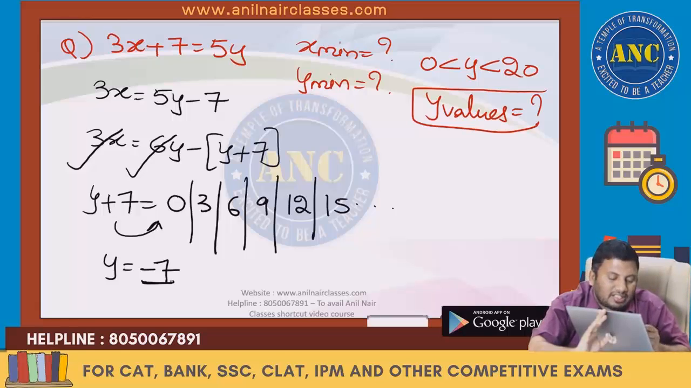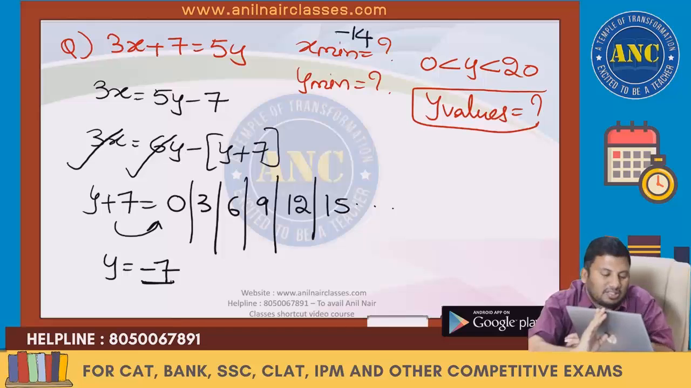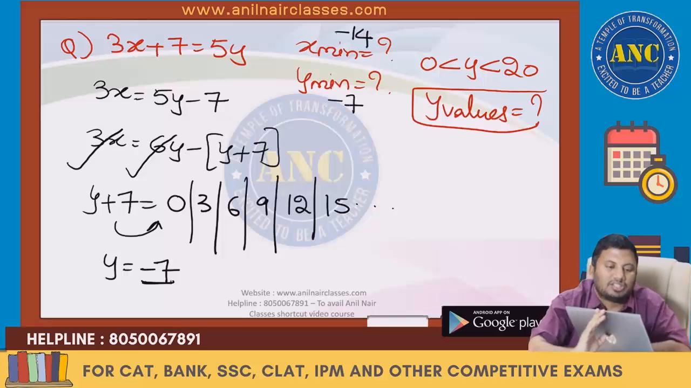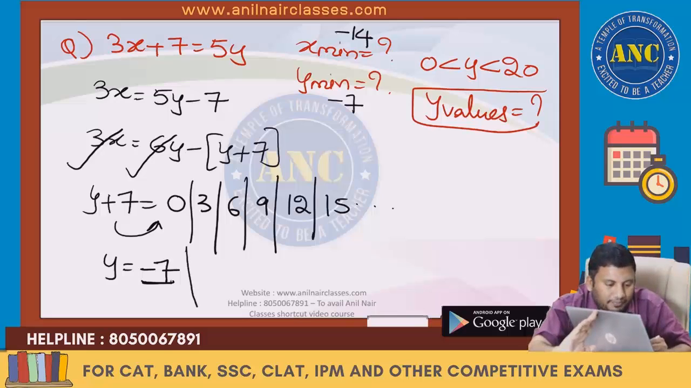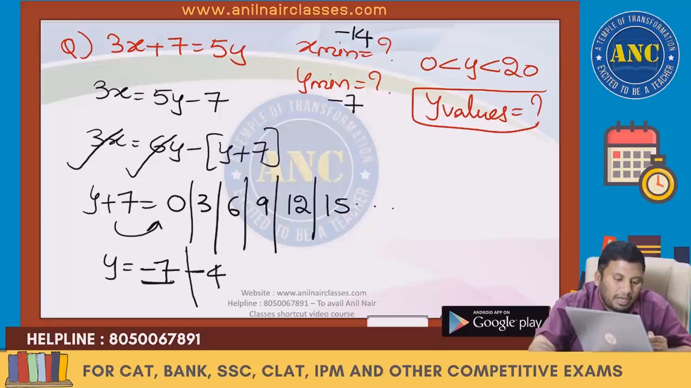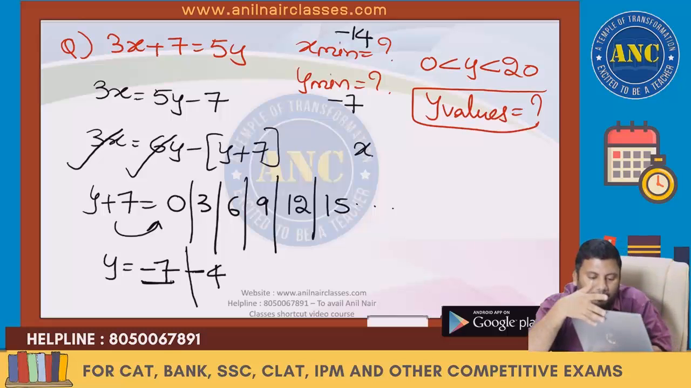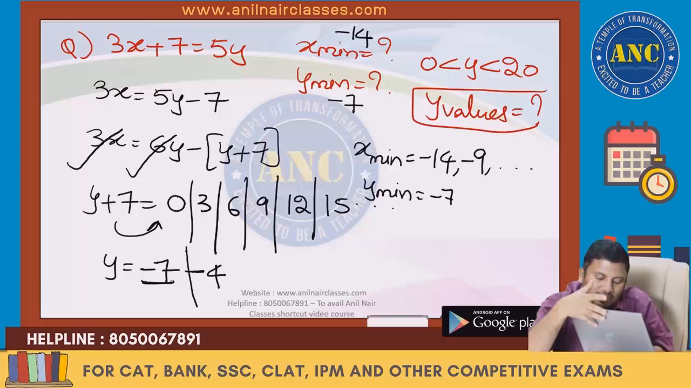If y is minus 7, minus 7 into 5, minus 35, minus 7, minus 42, x will be minus 14. It is minus 14 and it is minus 7. Substitute in the equation. Minus 42 plus 7 is minus 35, equivalent to minus 35. Y is minus 7. Next one, minus 7 minus 4, minus 4, minus 20 minus 7, minus 27, x will be minus 9. X is minus 14, minus 9. Y is minus 7, minus 4.